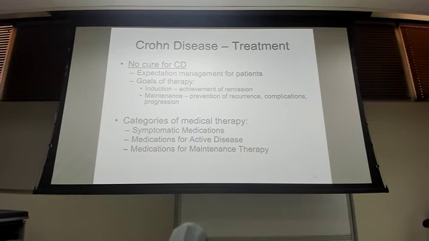So we're going to try to induce remission through induction, then maintain remission and prevent complications. And there are categories on the bottom of the slide there for Crohn's. We're going to treat their symptoms, and then we're going to give them some medications for the active disease, and then we're going to talk about maintenance therapy if the medications for active disease helped or didn't help. And so we'll get into the eaches of the medication treatments.